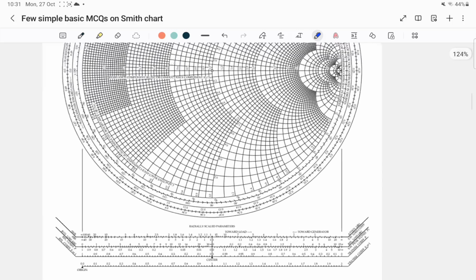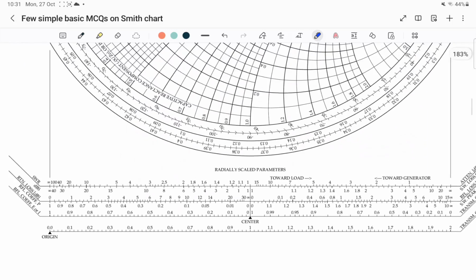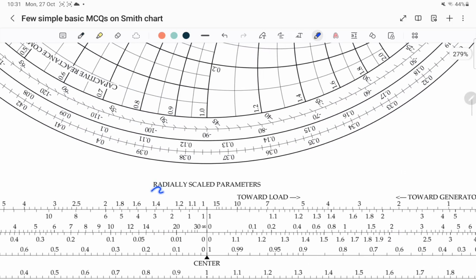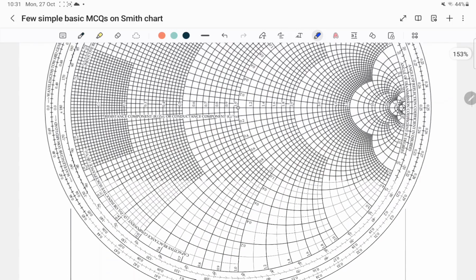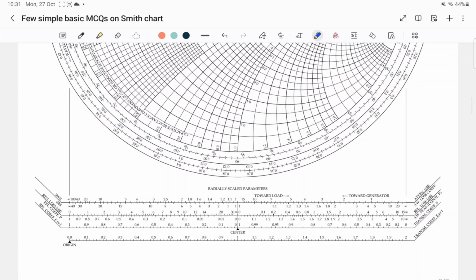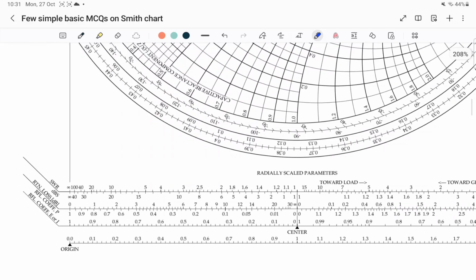Okay, now let us see what is written at the bottom of the Smith chart. It says radially scaled parameters. The word radially means that from the center of the Smith chart, if you move radially in this direction or in this direction, then you can calculate different types of parameters.